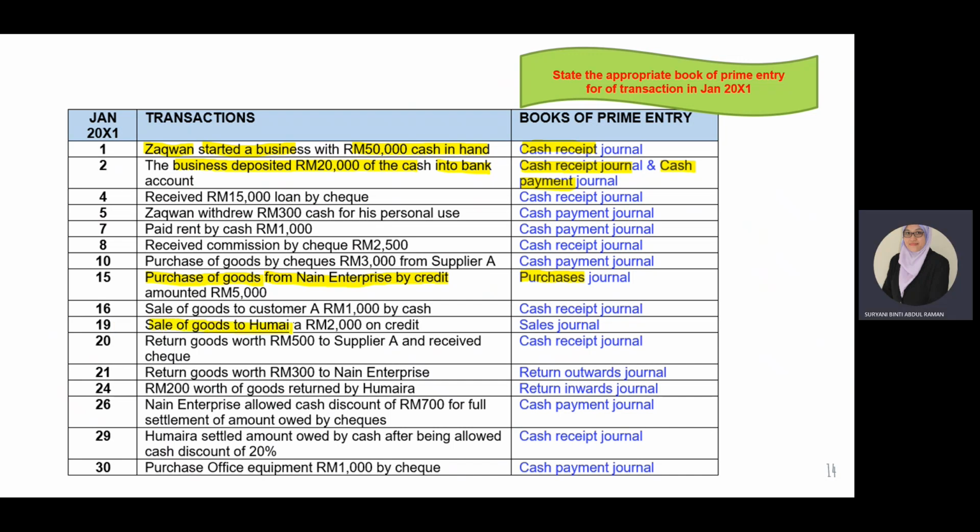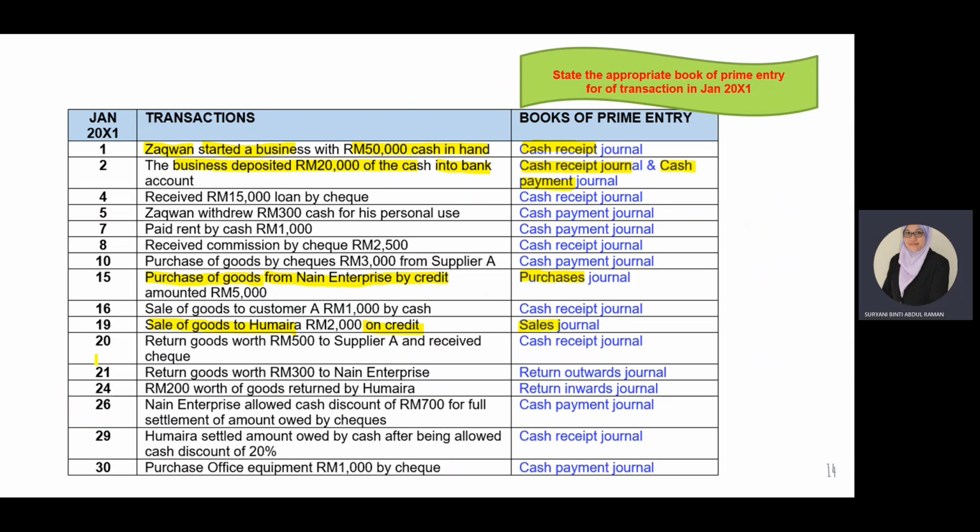Okay, look on the 19th of January. Sale of goods to Humaira on credit. So here, we have a sale of good and these sales on credit. No cash flow involved. Therefore, the most suitable will be sales journal.